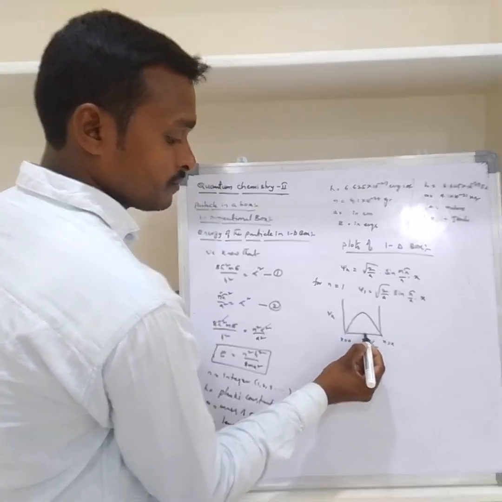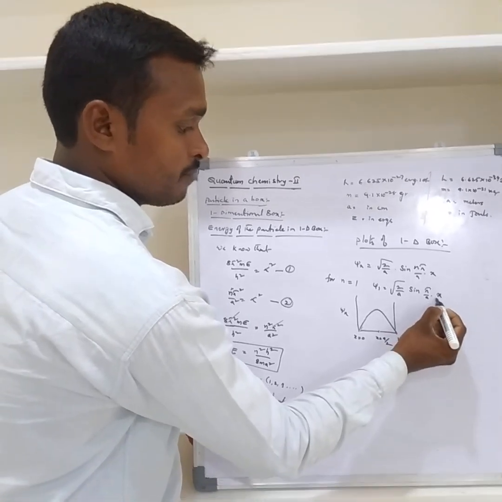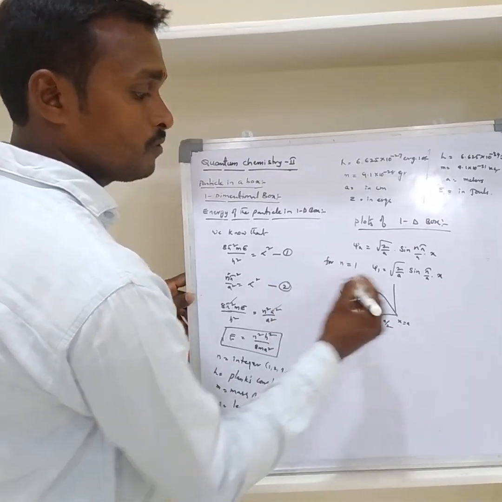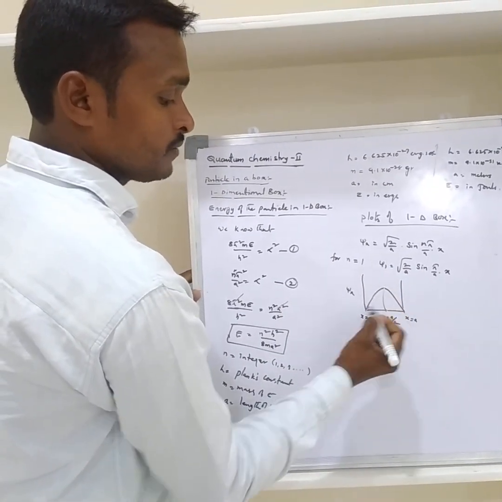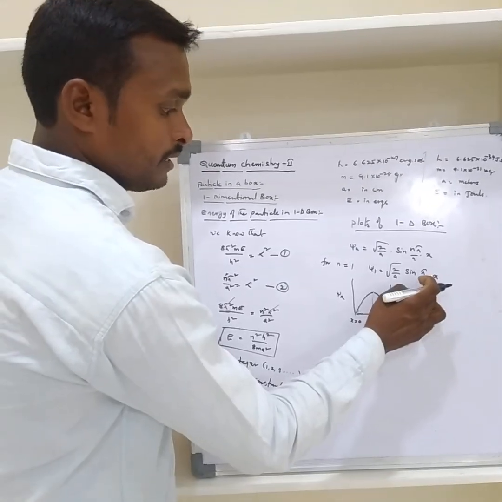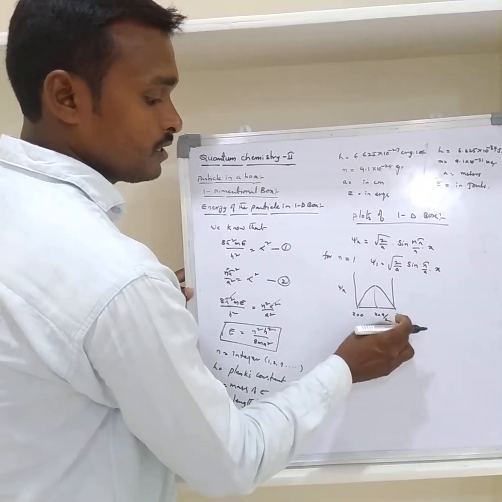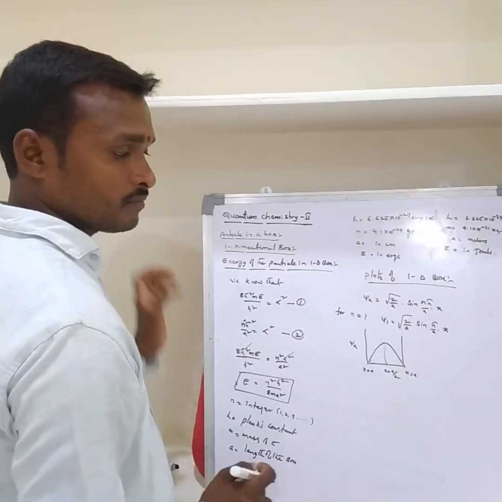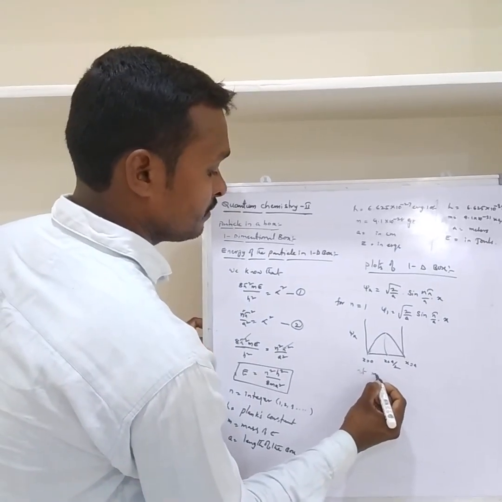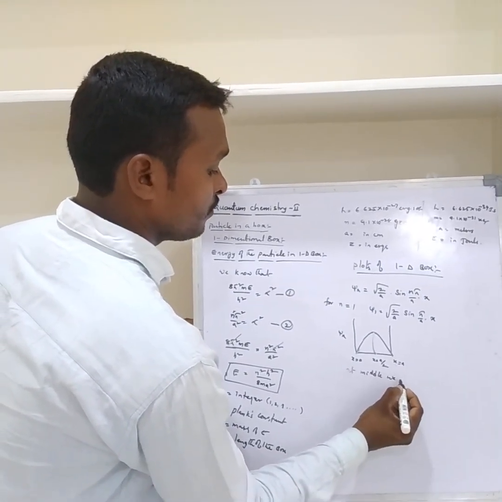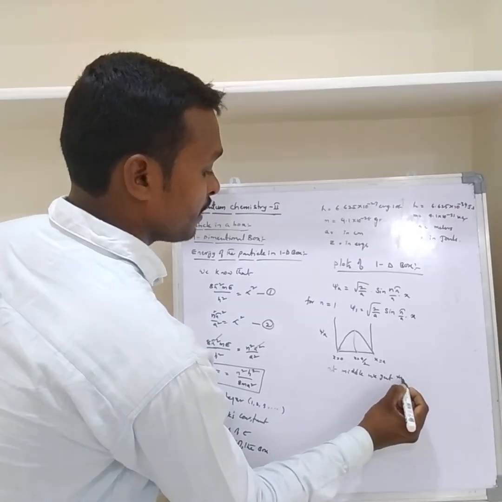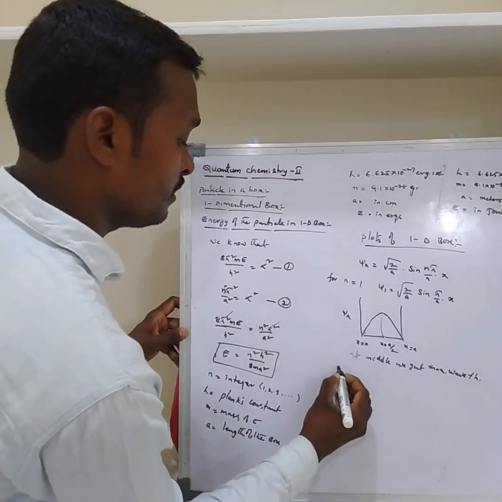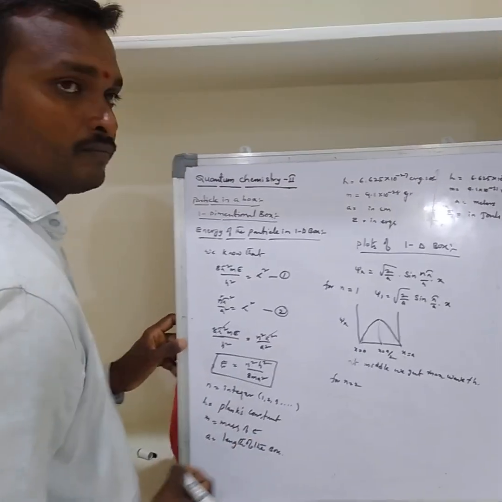At the middle of the box, x equals a by 2. The a gets cancelled, pi by 2, 180 by 2, is 90. Sin 90 will be equal to 1, so we get a maximum value at the middle of the box. Again, x equal to a: the a gets cancelled, sin pi, sin 180, will again be equal to 0. So for n equal to 1, we get the maximum wave function at the middle.